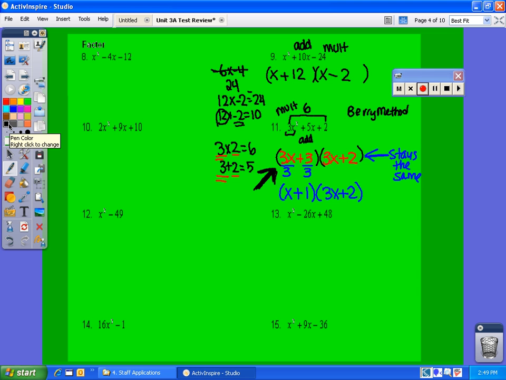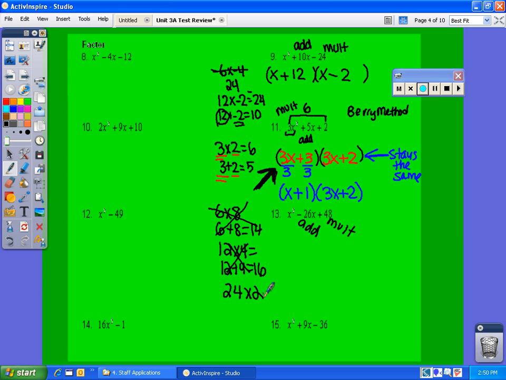Okay, next one. I have no number in the front, so now I just need two numbers that add to 26 and multiply to give me 48. Most of you know that 6 times 8 is 48. But 6 plus 8 is not 26, so that does not work. So another factor of 48 is 12 times 4. But 12 plus 4 is 16, so that also doesn't work. So the only other factors of 48 that work are, let's see, 24 times 2. 24 times 2 is 48. 24 plus 2 is 26.